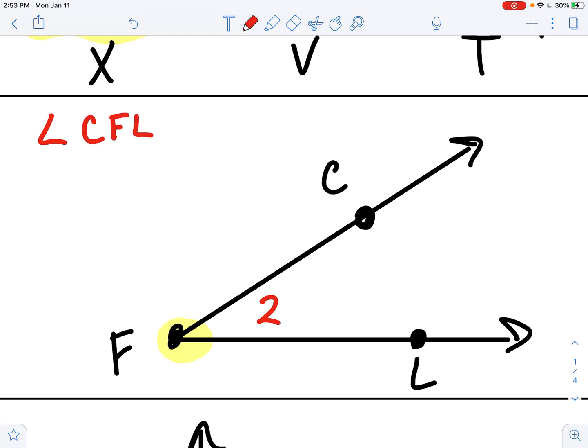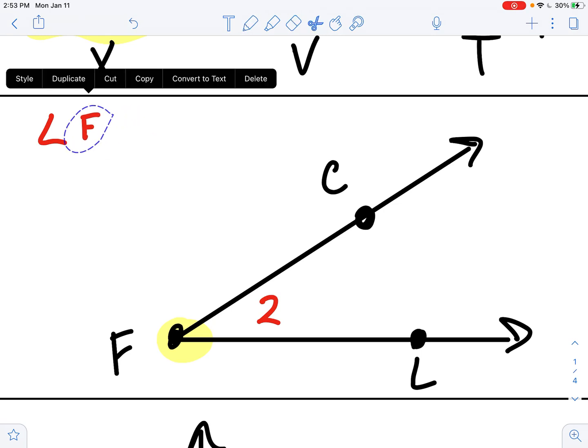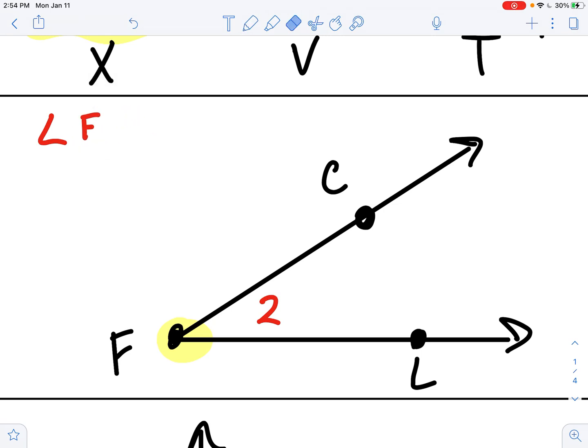I could call this angle CFL or angle LFC. Or because it's by itself, I could even call this angle F. And then we have that number. I could call this angle 2. So any one of those names for the angle is just fine. But we have to make sure that we identify what are the two sides, what is the vertex, and is this angle by itself? Could I use angle F?